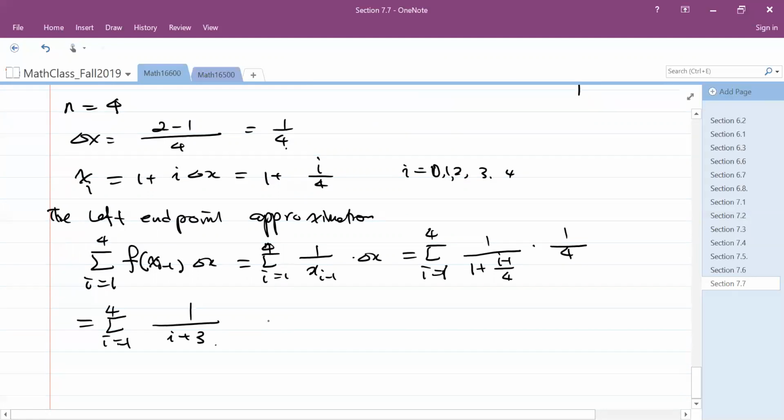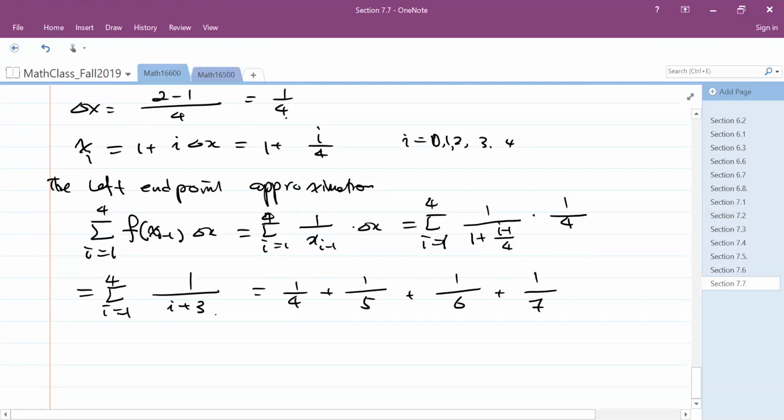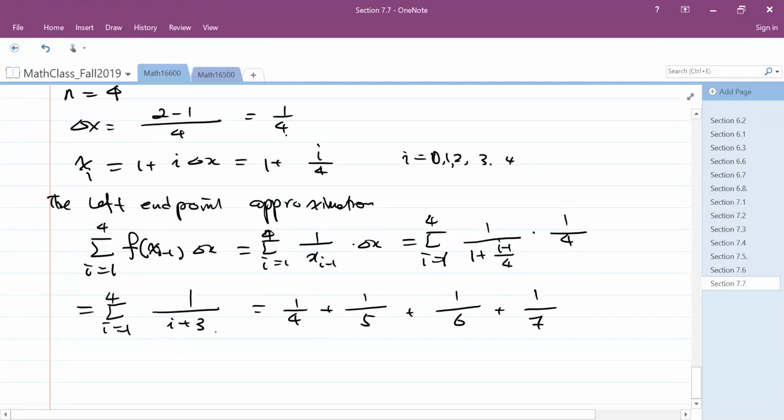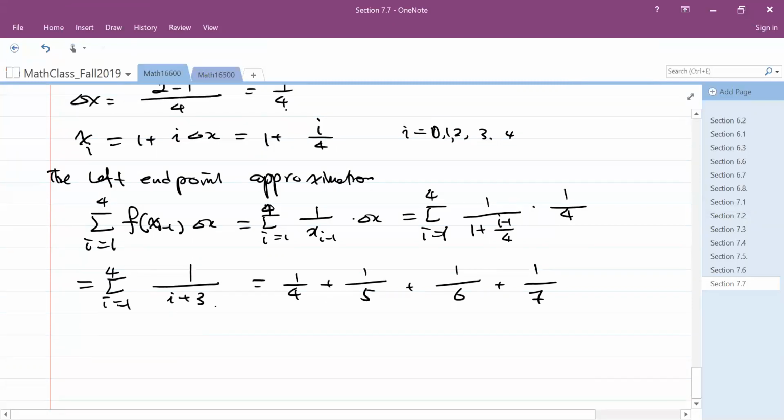Okay, so i starts from 1. It's going to be 1/4 and 1/5. When i equals 3, 1/6. When i equals 4, 1/7. So this should be the left endpoint estimate of the integral. And you can combine them to get a fraction. So this will be the left endpoint estimate.